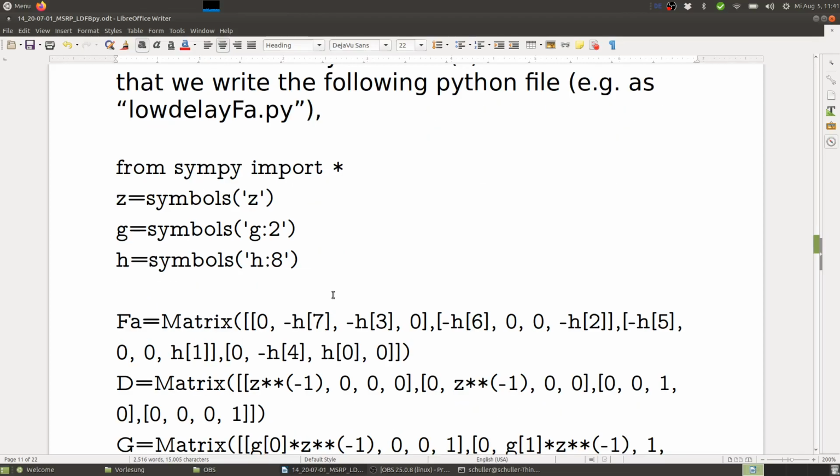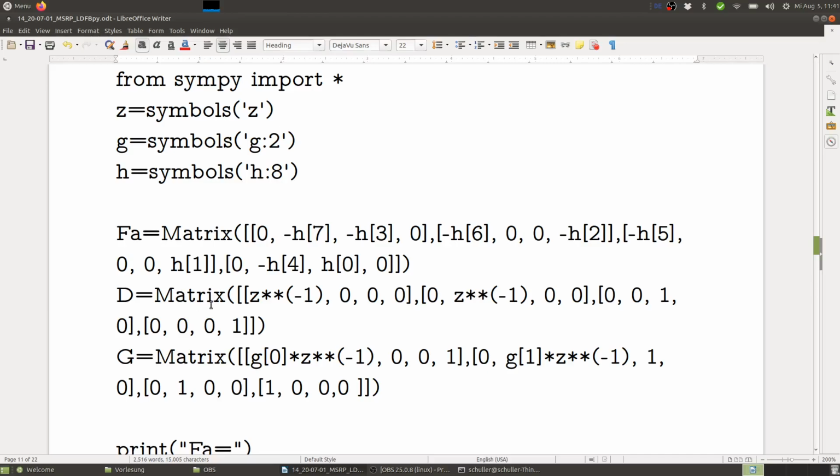So here you can see it. From SymPy we import everything. Then we define our symbols. H is now also symbols. This is going into the FA matrix, FA without the z. And then we construct those matrices.